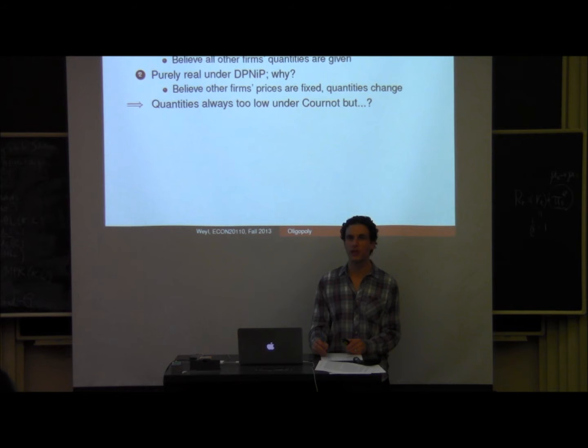Okay. So we said that quantity is always too low under Cournot. Does quantity need to be too low under Bertrand for all firms? No, because you've made assumptions about other firms' quantities. I'm actually not sure. I thought this question was about aggregate quantities or quantities for each individual firm? This is for one individual firm.